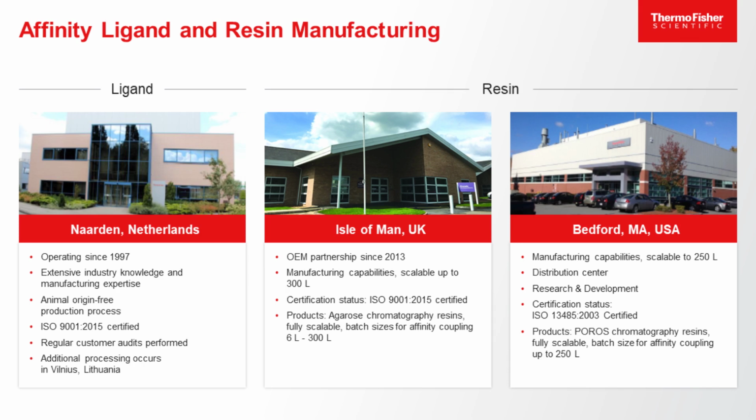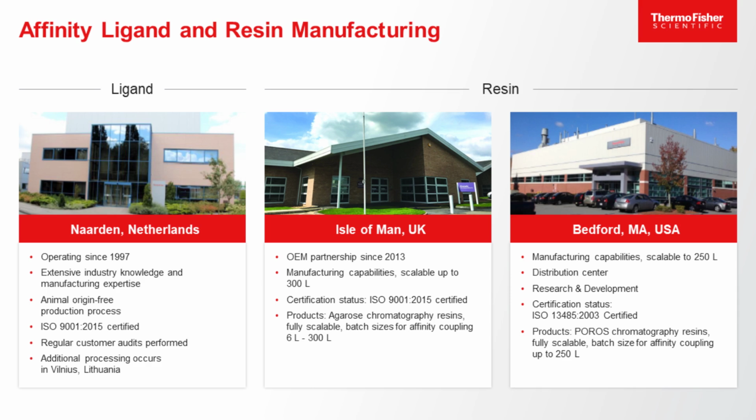Manufacturing capabilities are scalable up to 300 liters for these affinity resins. And again, as well, ISO 9001. On the right-hand side, a picture of our Bedford, Massachusetts, USA location, where we make the porous resins and as well do the immobilization of the ligand on the porous resin. Manufacturing capabilities, 250 liters, as well as a highly skilled R&D center.